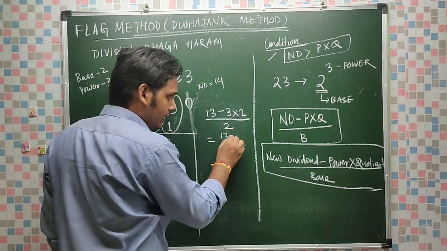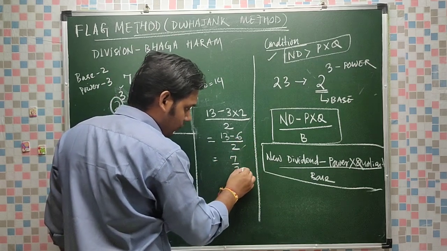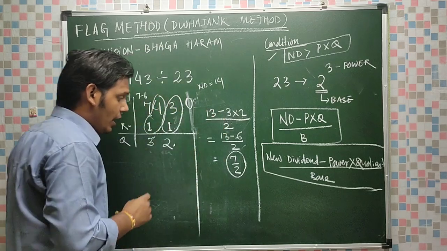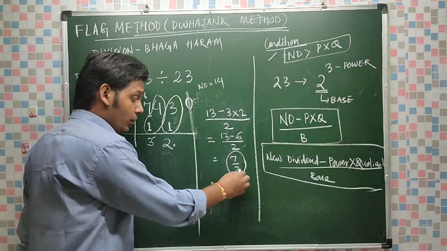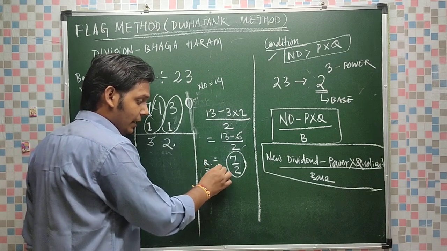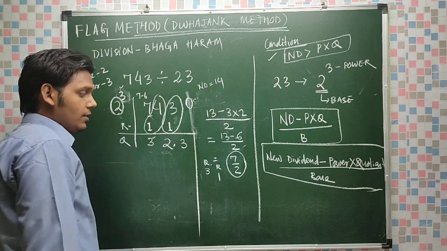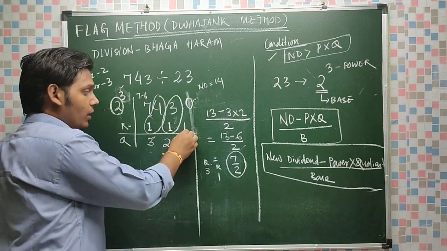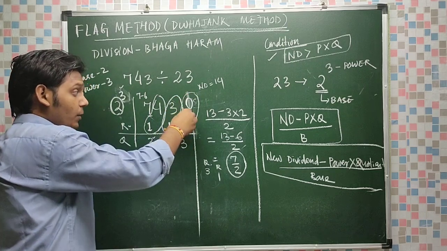So 13 minus 6 by 2. Now we have 7 by 2. By using this 7 by 2, again we will get a new quotient and new remainder. So 2 3s are 6. 3 we can take as the quotient. Remainder is 1. Now the new dividend will become 10.